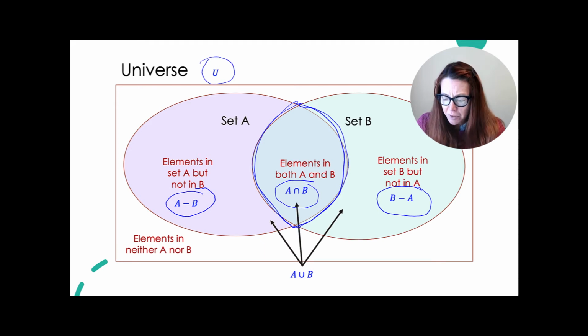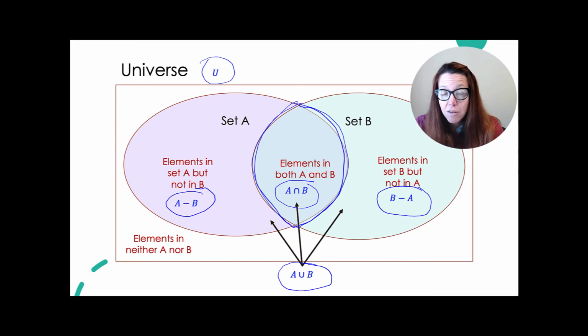And then finally, if we look at the union, all of the elements that are in either A or B or both, this is considered the union of A and B, and we're going to talk about what that looks like.